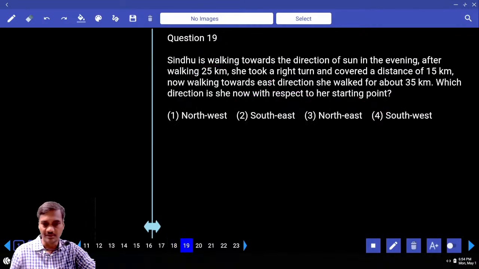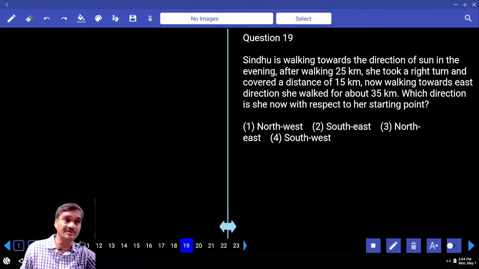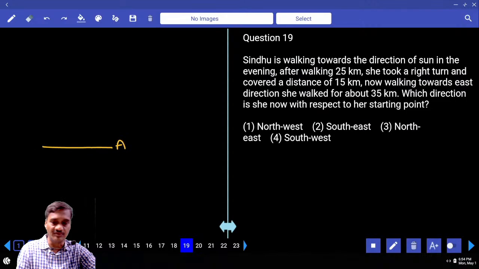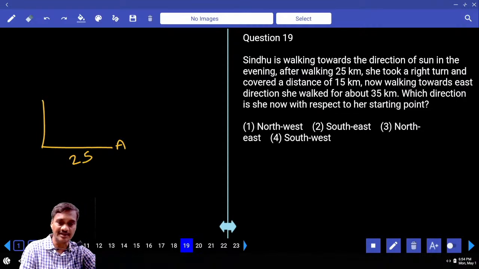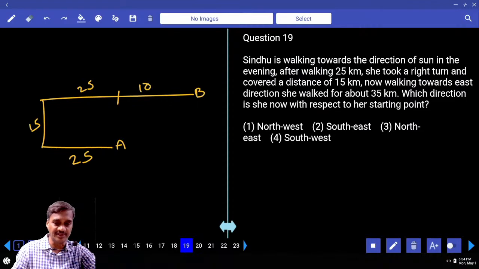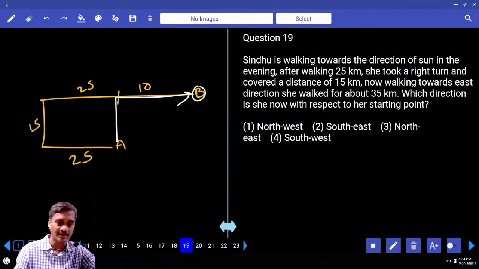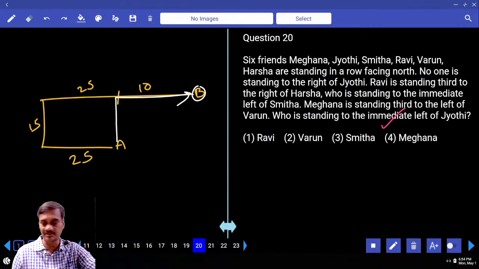Then the 19th one. In this question, Sindhu is walking towards the direction of the sun in the evening. Evening means the direction of the sun is towards west. This is the starting point of Sindhu, and she travels towards west. After traveling 25, she took a right turn and covered a distance of 15. Now after walking towards east direction, she walked for another 35 kilometers. Now this is 25 and this is 10. A is the starting point, B is the final point. Which direction is she now with respect to her starting point? To reach this point from A, north and east gives northeast. Northeast, that is choice 3, question number 19.